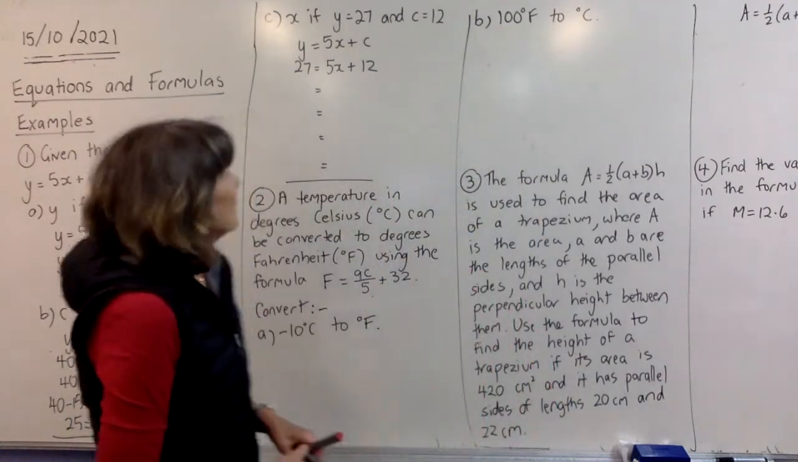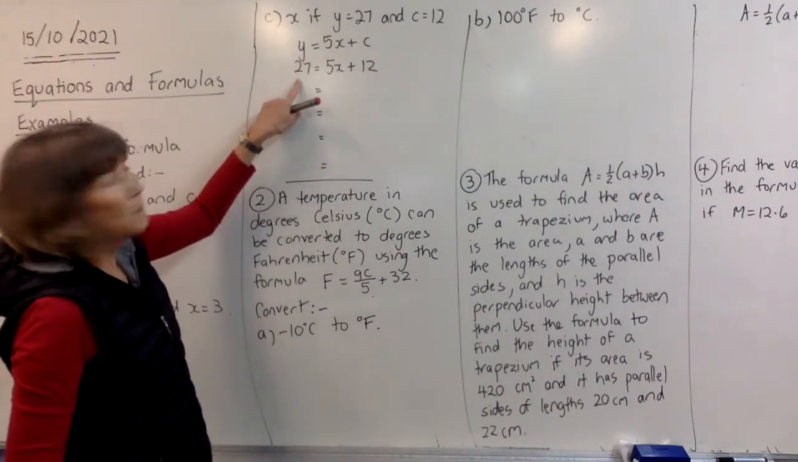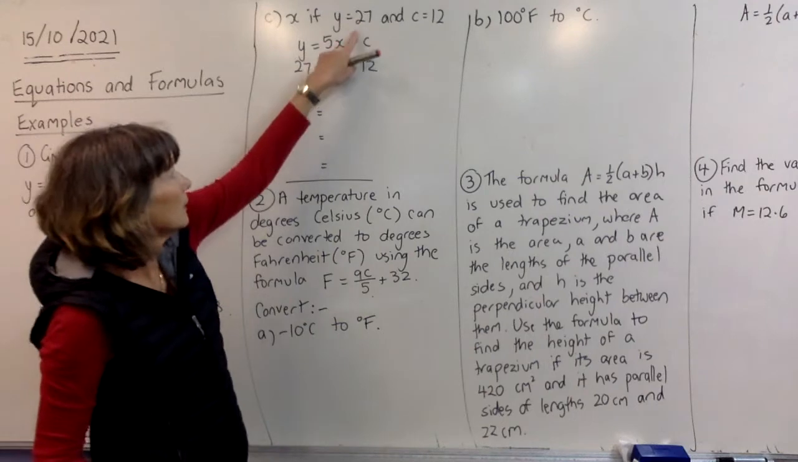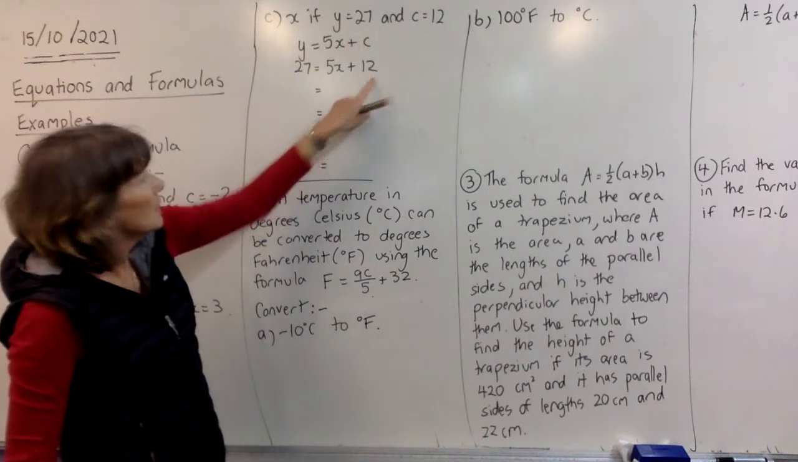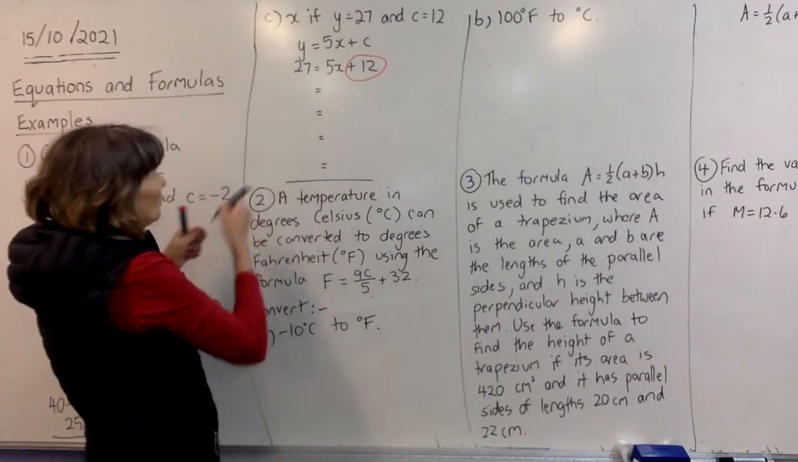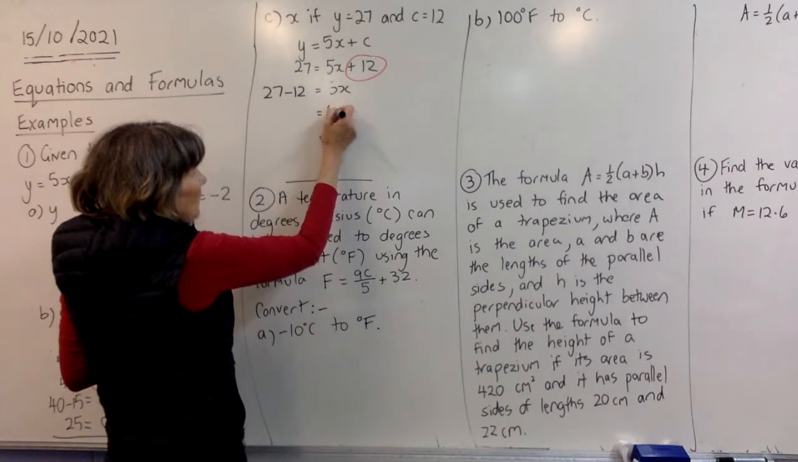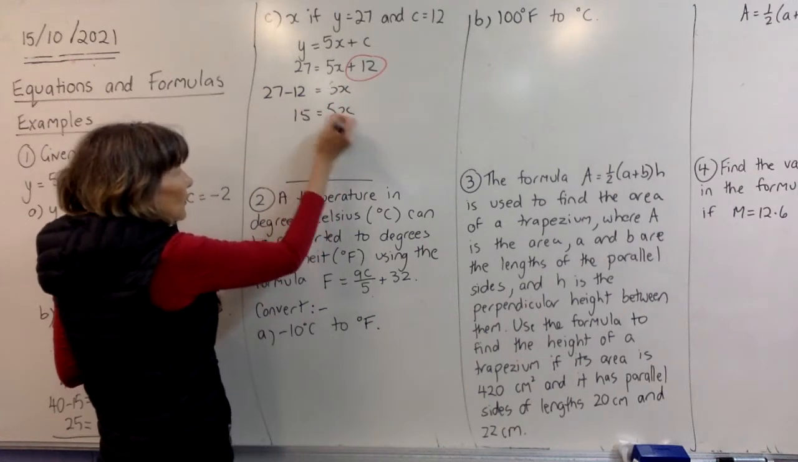Alright, the next question. Using the same formula, let's write it down first. I've already put the numbers in for y and for c. So now we're just solving our equation. Get rid of the plus 12, come over here and minus it, do the opposite. Working that out, we get a 15 there.